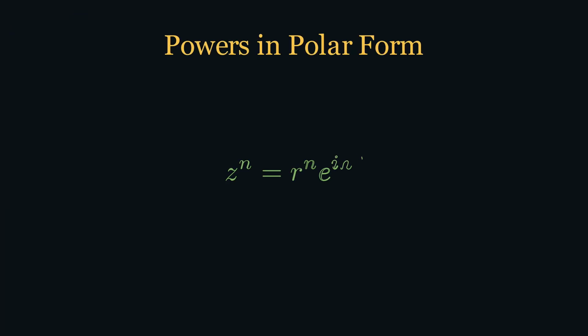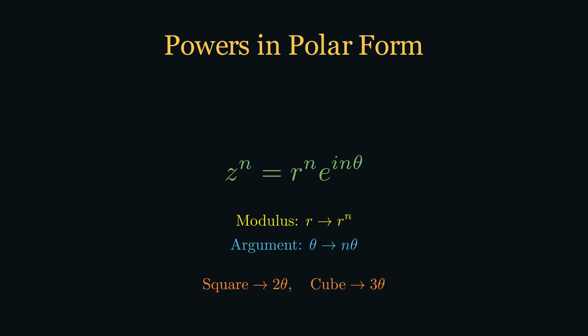Raising to the nth power is simple in polar form. z to the n equals r to the n e to the i n theta. The modulus is raised to the nth power. The argument is multiplied by n. Squaring doubles the angle, cubing triples it.